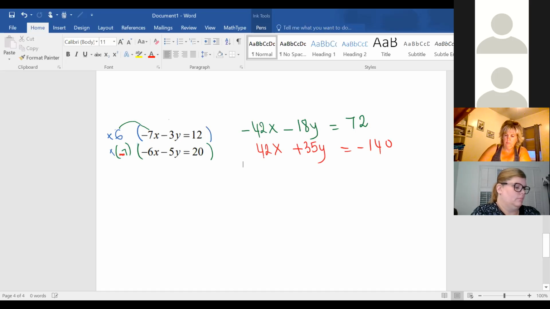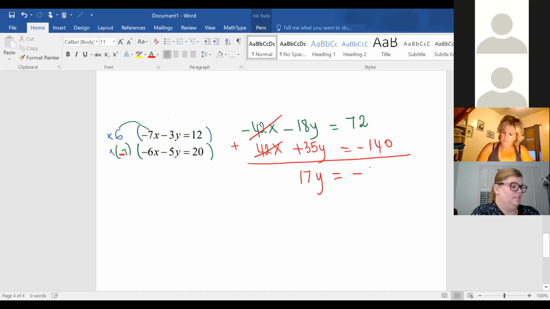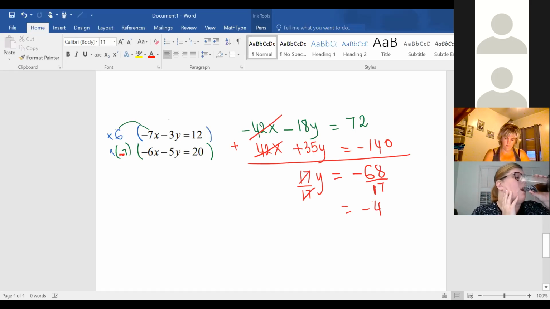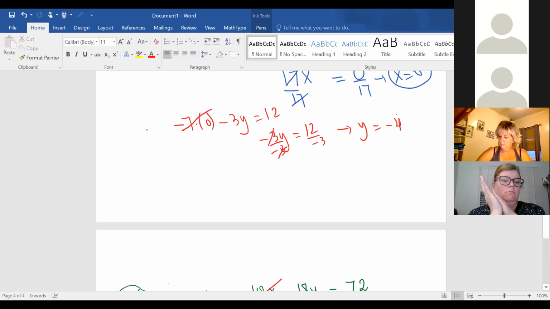That's exactly what I had. Add them up. It's gone. So we get 17y equal to -68. Okay, 17y equal to -68, so we divide by 17, and you can use your calculator. 68 divided by 17 is 4. You get -4. Okay. That matches this, doesn't it?